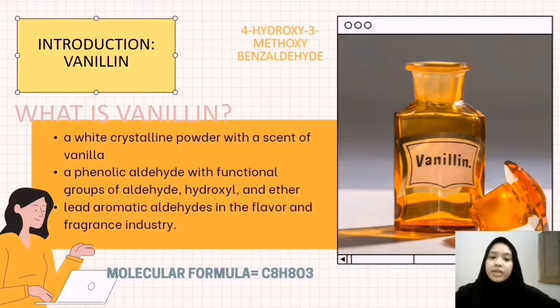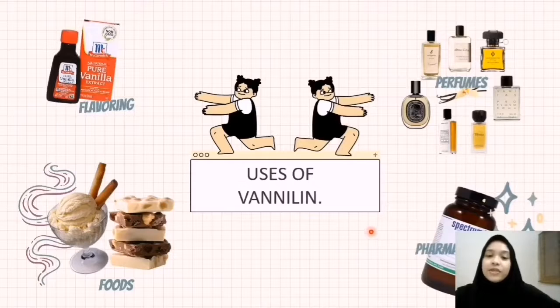Its molecular formula is C8H8O3. So vanilla extracts contain about 1 to 2% of vanillin along with some 60 to 100 other flavor chemicals. In contrast to the vanilla extract, vanillin is a single chemical compound which can be synthesized either chemically or biologically. The synthetic vanillin is most widely used in our industry due to its low cost. As you can see over here, the uses of vanillin can be seen in many products. For example, we can use it in flavoring, in perfumes, in foods, and also pharmaceuticals like medicine.